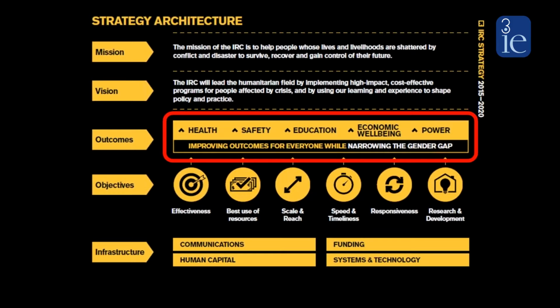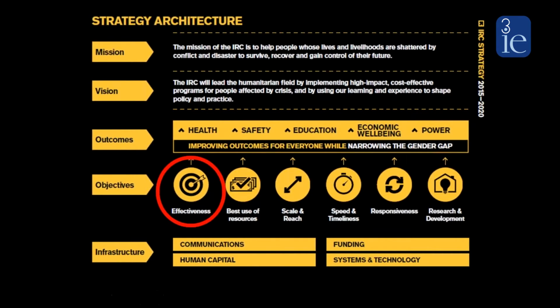These include efforts to be more cost efficient, to increase our scale and reach, to increase the speed and timeliness of our programs, to improve the responsiveness to beneficiary needs, and to improve our ability to innovate. One of these 6 strategic objectives explicitly refers to effectiveness. The effectiveness initiatives, of which there are many, focus primarily on ensuring that we're designing and choosing programs and interventions that work and work well.